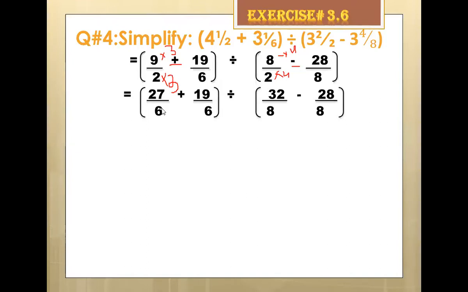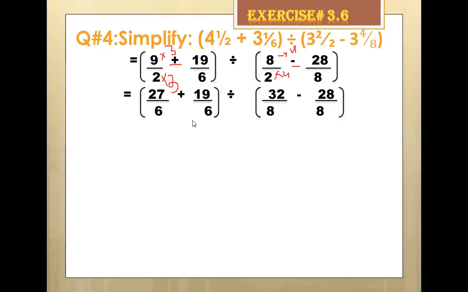Like this. So 2 multiplied by 3 is 6 and 9 multiplied by 3 is 27. The sign of division will remain the same. 2 multiplied by 4 is 8 and 8 multiplied by 4 is 32. Then minus, and 28 upon 8 will remain the same. Now this is very clear. Here you will not do reduction. If you have a sign of addition and subtraction, then please do not do cancellation. Simply add the numerators, simply subtract the numerators, keeping your denominators the same.